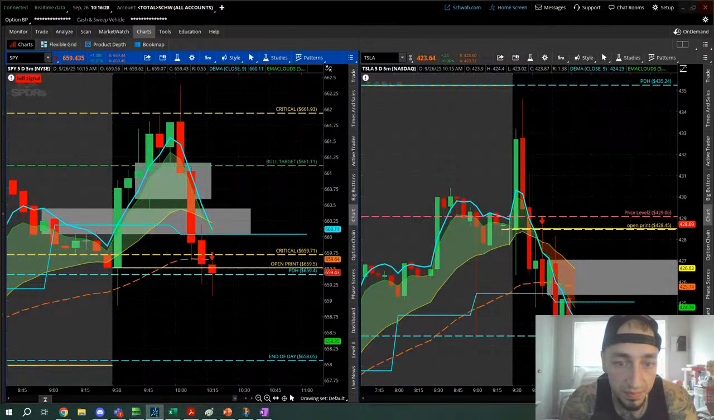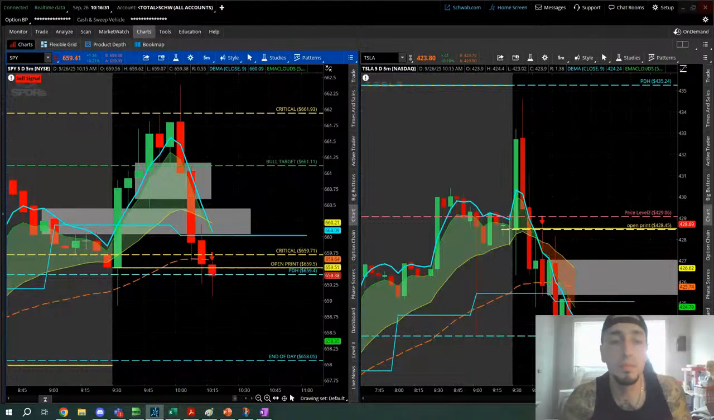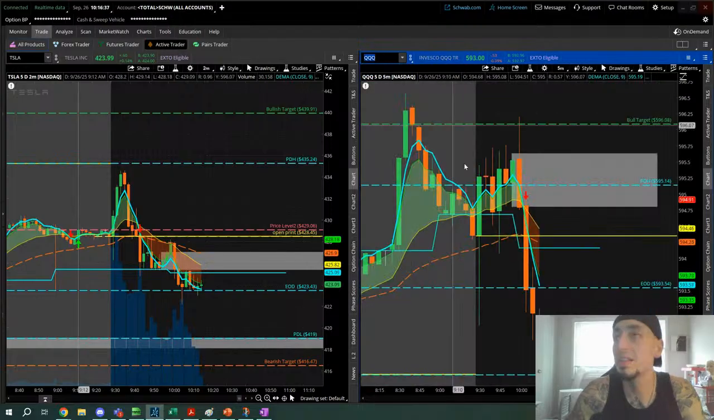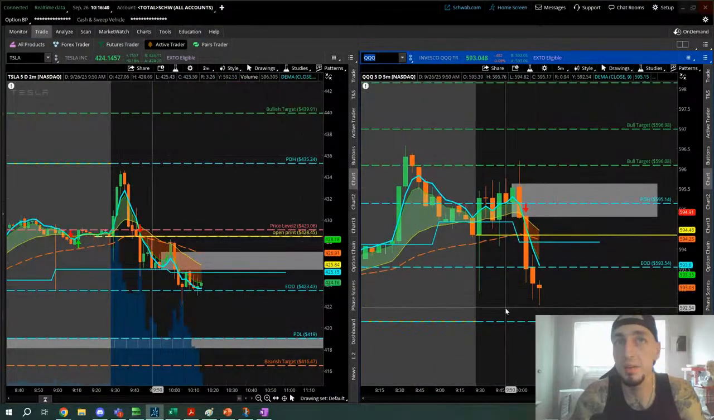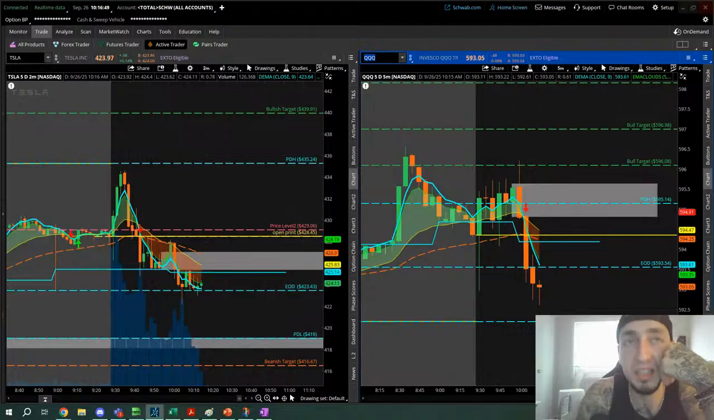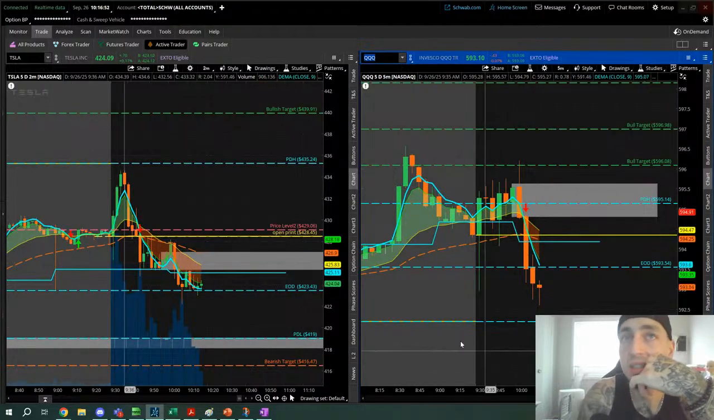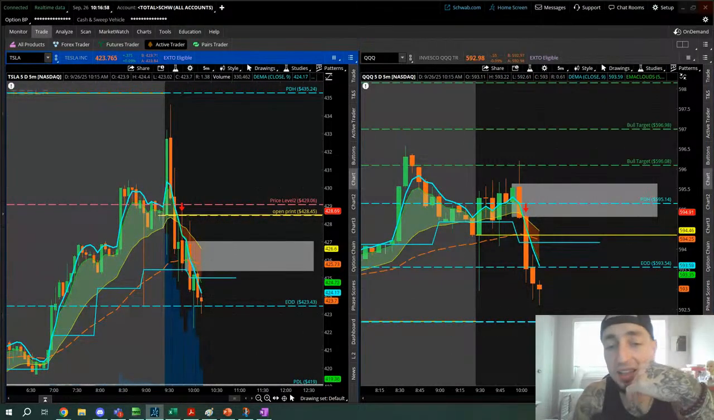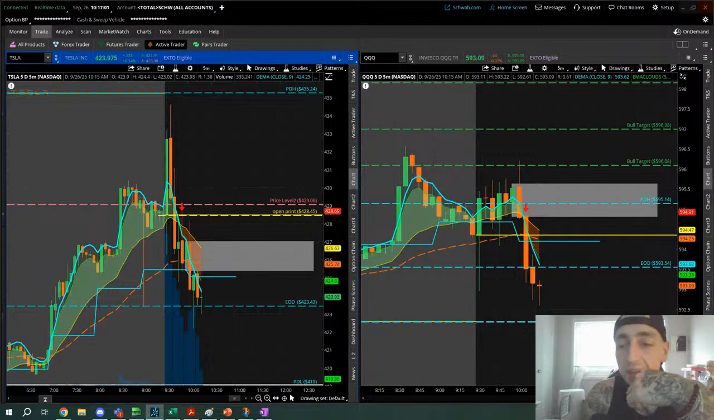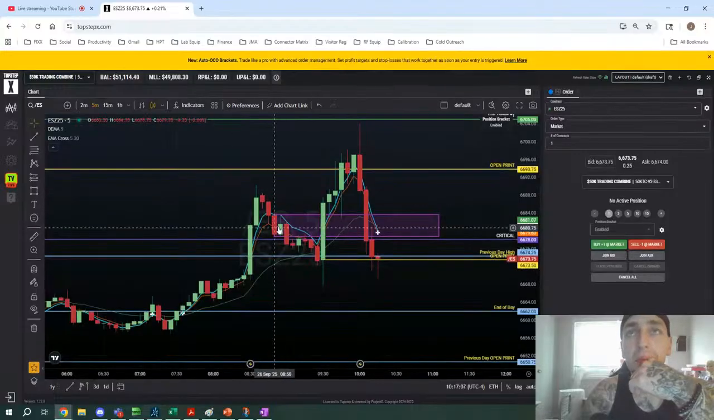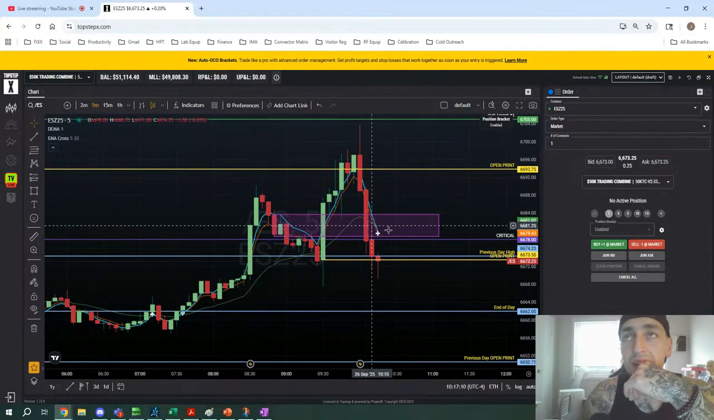Let's see. QQQ, what are you doing? Qs is just ripping down. Okay, SPY, come on, give me some buyers. Give me a nice little pullback, right up into that 66.80 level on ES. Just so you guys know what I'm talking about, this level right here. I want to see a nice little pullback into this.